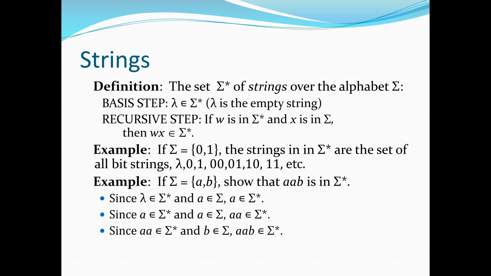So here we have a set of strings over an alphabet. In this case, the basis step will be lambda belongs to the set of strings. What we are trying to say is that lambda means the empty string. So the basis unit, since the smallest unit of a string is when there's nothing, no character, nothing, which we call the null or empty string.